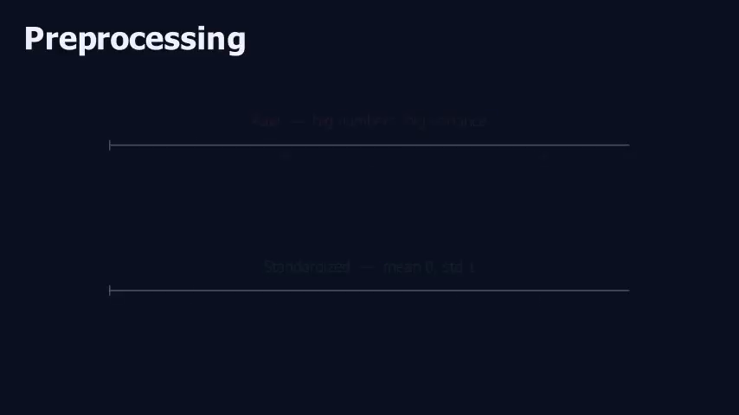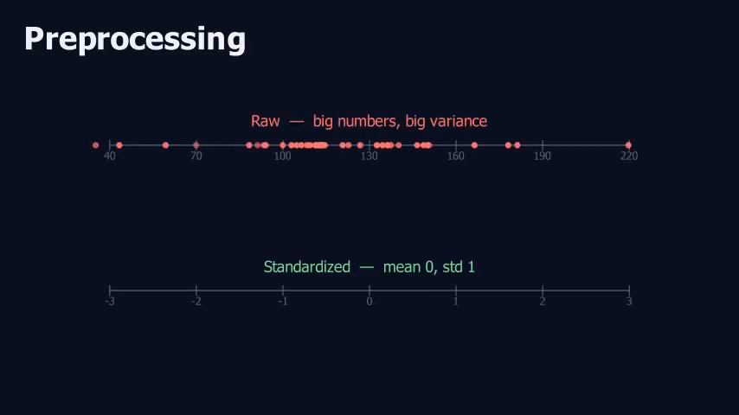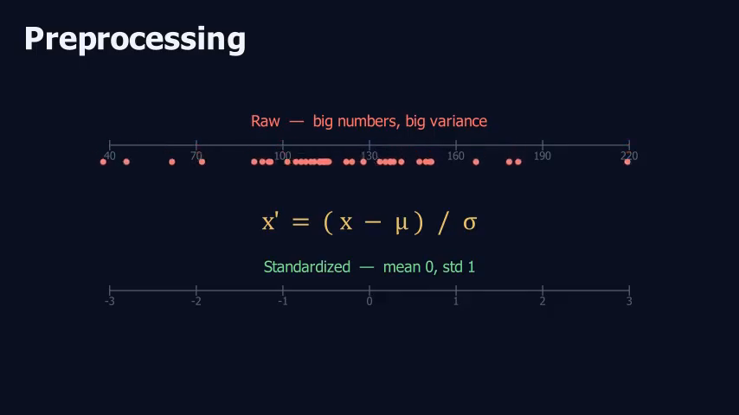Real data rarely arrives ready to use. Some features measure in thousands, others in tiny decimals. Without normalization, the bigger features dominate the gradients and training falls apart. So we standardize: subtract the mean, divide by the standard deviation, and every feature lands on the same scale. Labels are converted to one-hot vectors, so the network can output a probability for each class.